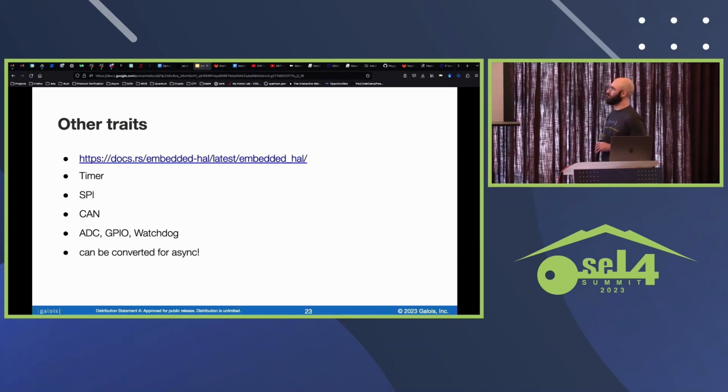Yeah. So those are the two drivers that we've played with so far. But there are lots of other embedded-hal driver traits that would be interesting to look at. So that's something that we plan to do if there's time and money.